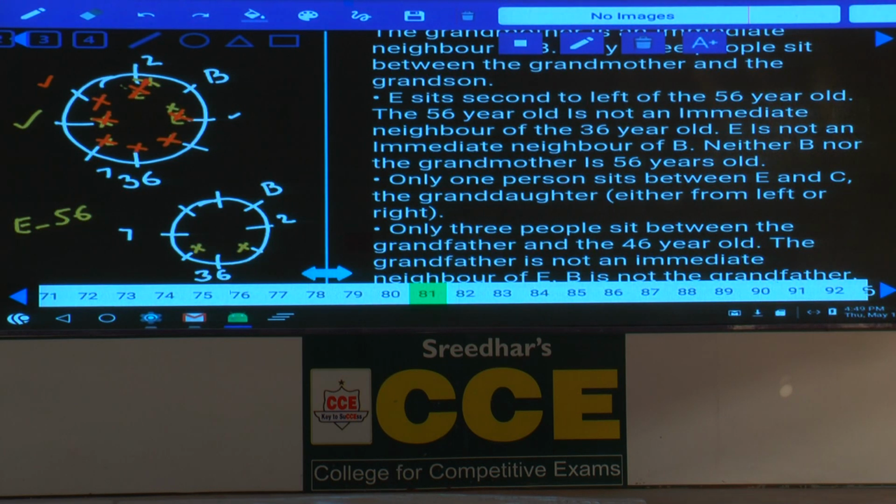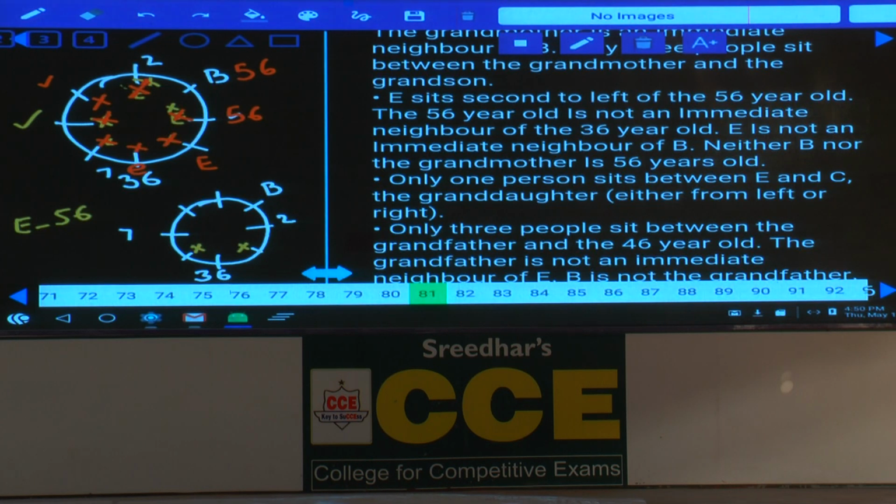Then what is the only possibility left for this 56? Now B is 56. If B is 56 here, then E sits second to the left of B. And E sits second to the left of 56-year-old. Done? E is seated second to the left of 56-year-old. And one more possibility is also there. What is that one? 56 can be here at this place or not? If 56 is here, then E can be at this place, isn't it? E can be 36-year-old. Hence there are 2 possibilities in this one.